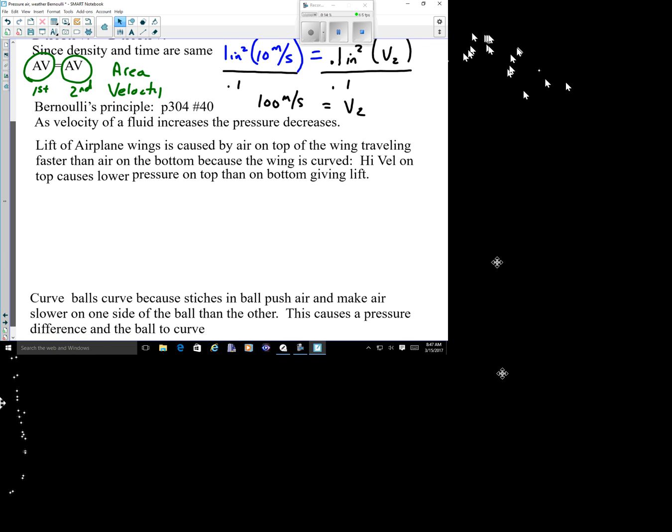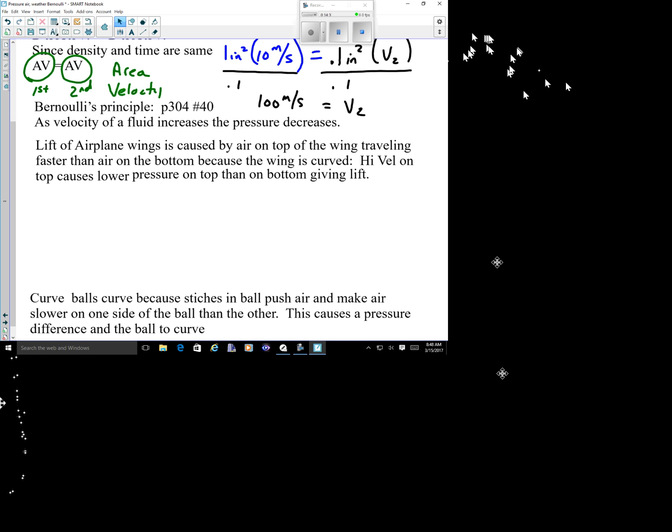Now let's get into, since we're pretty close to spring break, and a lot of you will be flying over spring break, how come airplanes fly? This is something called Bernoulli's principle. And as the velocity of a fluid increases, the pressure decreases. Now, your brain's going to be thinking one thing, but you got to sort of look at another.